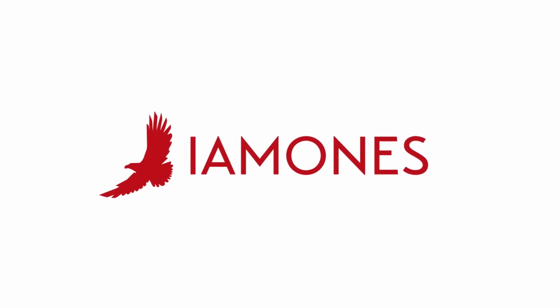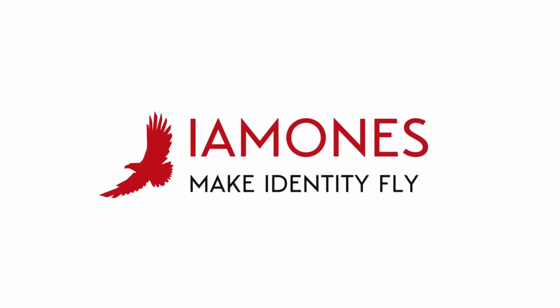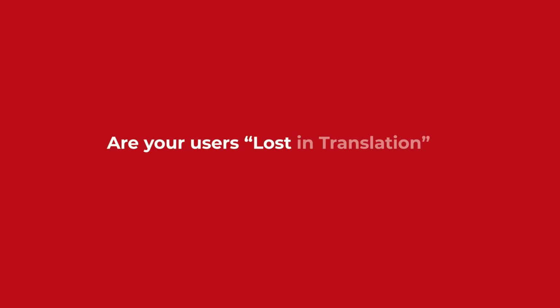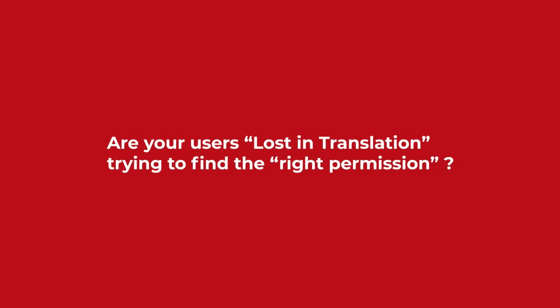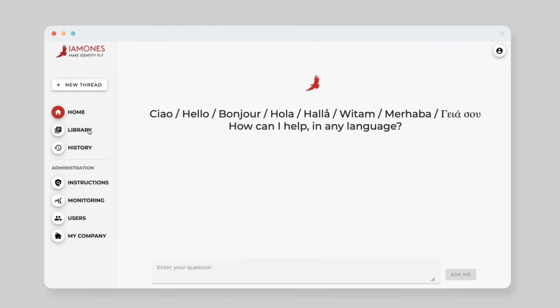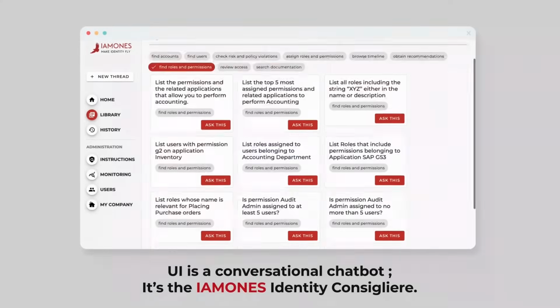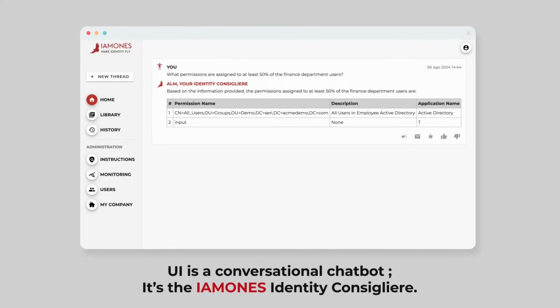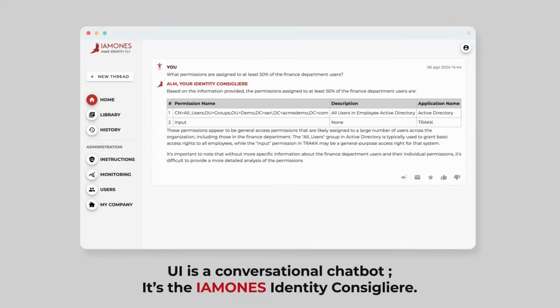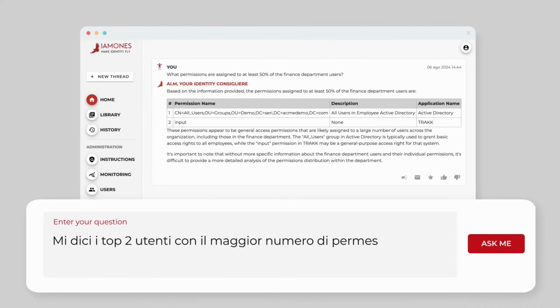Hi, meet the IAMONES, revolutionizing identity security with new AI ingredients. Are your users lost in translation, trying to find the right permission? User interface is a conversational chatbot. Just ask questions using your natural language, your words in your mother tongue.